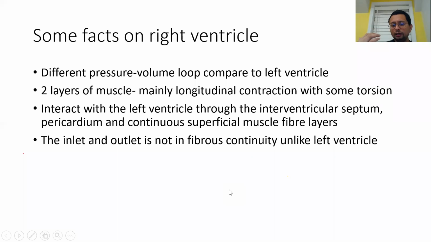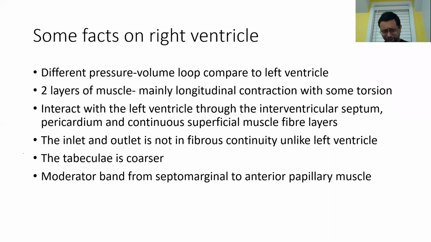The inlet and outlet are not in fibrous continuity, so the inlet, which is the annulus of the tricuspid valve, is not in fibrous continuity with the annulus of the pulmonary valve. When you look at the left side, the inlet of the left ventricle, the mitral annulus, is actually in continuity with the aortic valve.